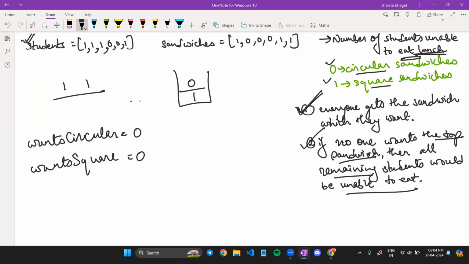So there are no students who want a circular sandwich, so it will remain as 0. And what is the count of students who want a square sandwich? We can see that there are 2 students who want a square sandwich. So what would be its count? Its count would be 2, correct?